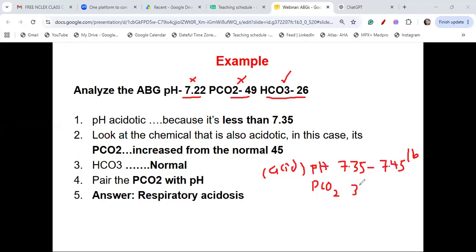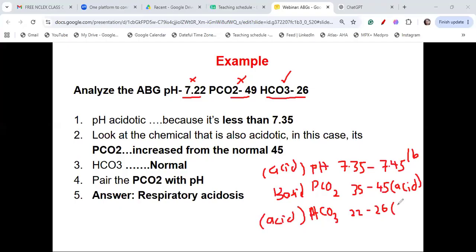And then you have PaCO2, that is 35 to 45. What is on this side is basic, but on this side it is acidic. That means when it's more than 45, it is acidic. And then you have the bicarbonates, 22 to 26. When it's on this side, it is acidic, whereas when on this side, it is basic.